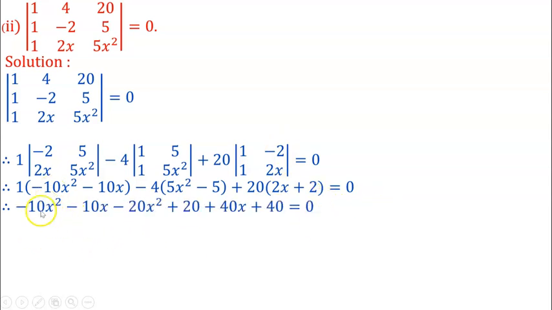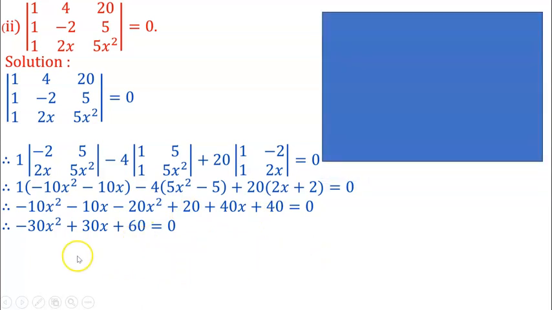Next, minus 10x square, minus 10x, minus 4 into 5x square, you will get here minus 20x square, minus 4 into minus 5, you will get here plus 20, 20 into 2x, 40x, 20 into 2, 40, and that's equals to 0. Now this is the quadratic equation. Minus 10x square minus 20x square, you will get here minus 30x square. Next, minus 10x plus 40x, you will get here plus 30x. Next is plus 20 plus 40, you will get here 60, and that's equals to 0.